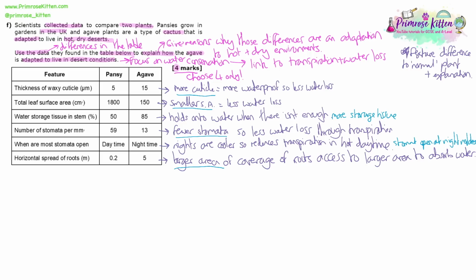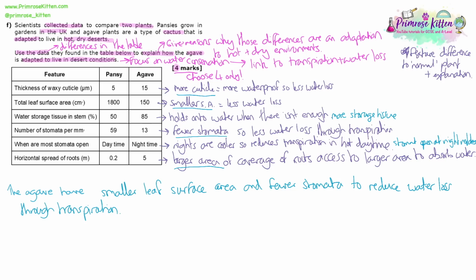So I'm going to combine 2 and 1 for the first point. So the agave have smaller leaf surface area and fewer stomata to reduce water loss through transpiration. And I've done that because they both have the same, sort of the adaptation part of that is the same. So my third point technically is the agave have more widespread roots, so they can access a larger area to absorb water from. You can also just say here they can absorb more water.